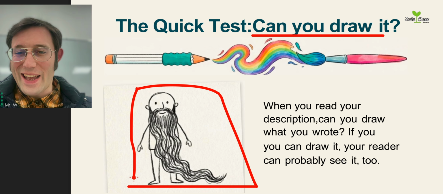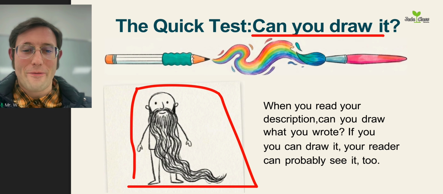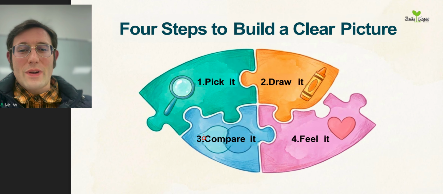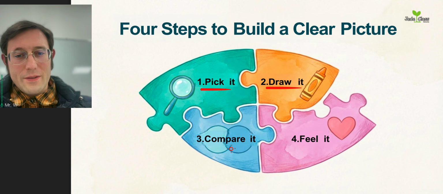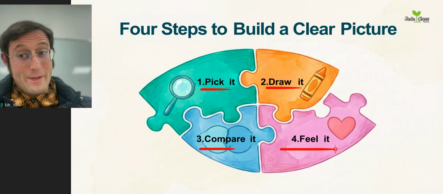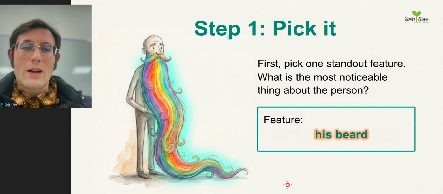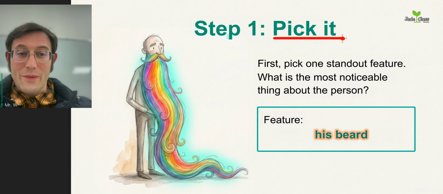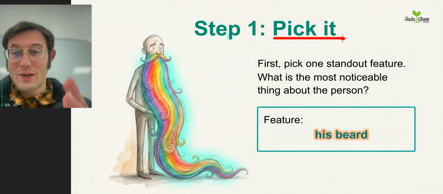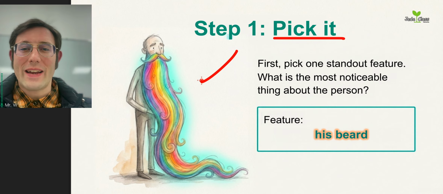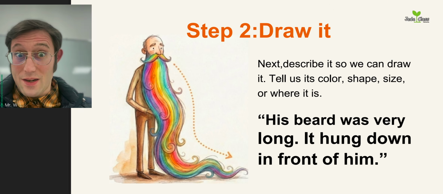So look at this little sketch here. Let's bring it to life. We're going to use 4 steps to do this. Pick it, draw it, compare it, and feel it. Okay, so first of all, we need to pick it, right? We need one standout feature. What is the most noticeable thing about this person, this character that you're trying to create? And if we take our little friend here, we could say, well, his beard.